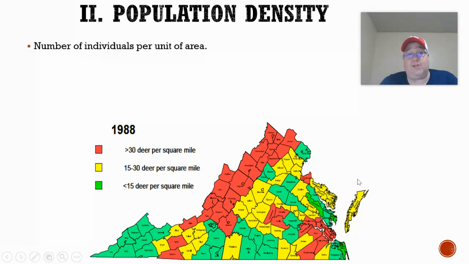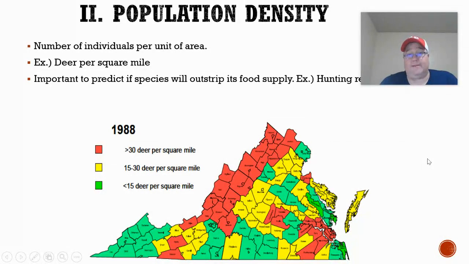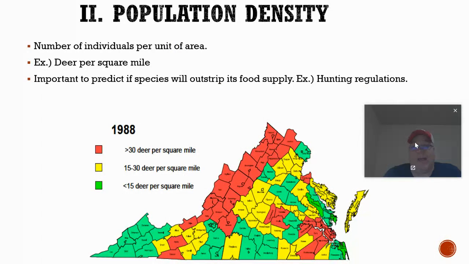All right, now population density. This is a little bit different from size. Population density is not how many individuals there are necessarily. It's how many individuals there are in a certain area, per unit of area. Really good example. This is the state of Virginia. This was back in 1988. Who cares about the year?